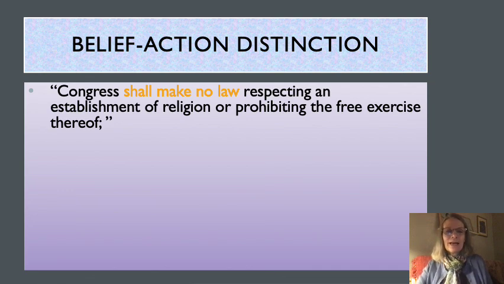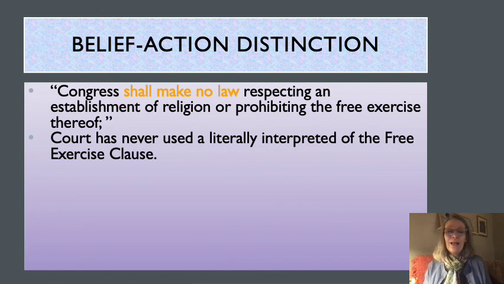Well, as you read in the textbook, the answer to that question is no. It is not taken literally. The court has never used a literal interpretation of the free exercise clause. Going back, as referenced in your textbook, Thomas Jefferson, in a famous letter to the Danbury Baptist Association, basically said that thoughts are protected absolutely, but actions are subject to government regulation.